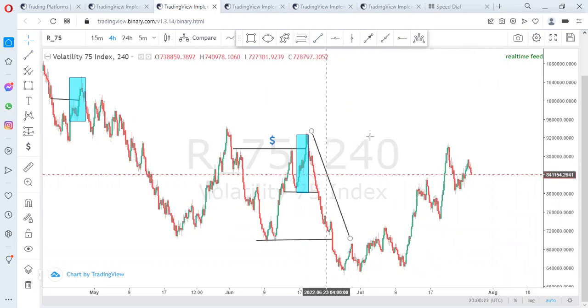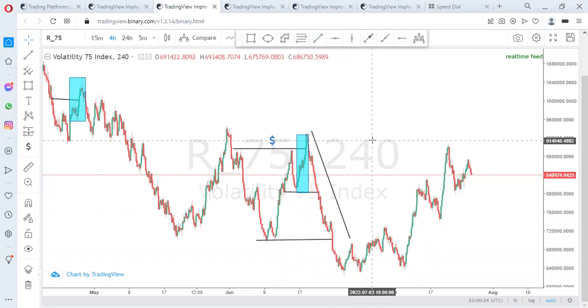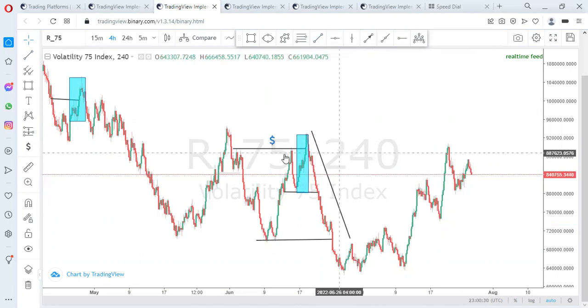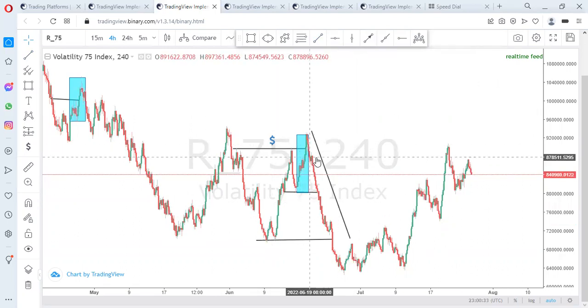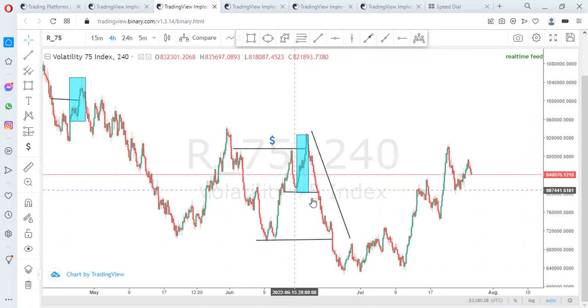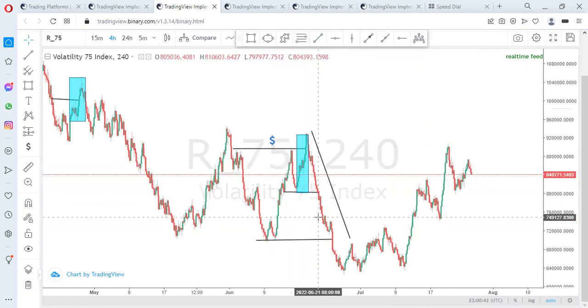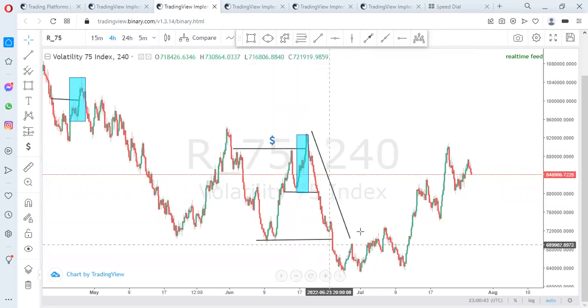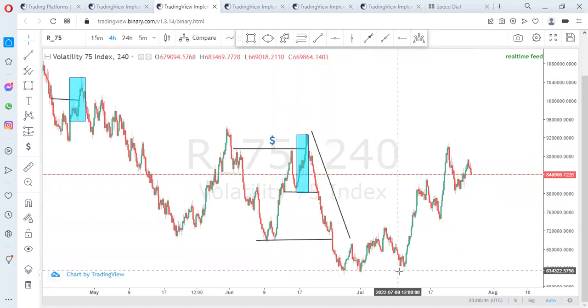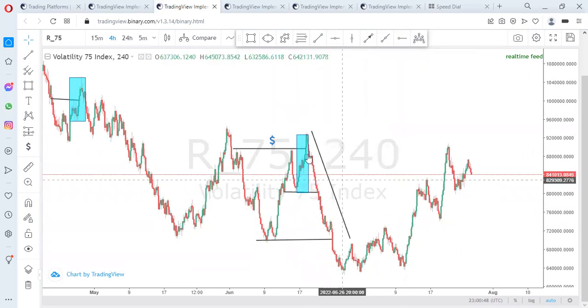What the big banks do is what the big boys do, I mean the market maker. Before they sell, assuming they want to sell this market, the retail traders have gotten in early. But what they do is they will buy first in order to sell. If they want to buy as well, they will sell first in order to buy. So that is what has happened there.